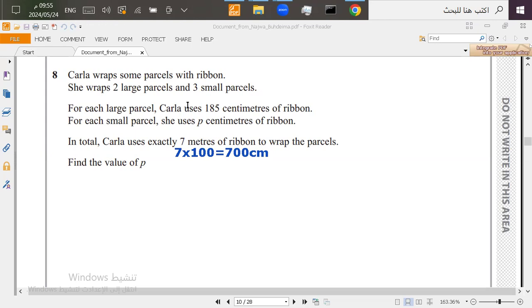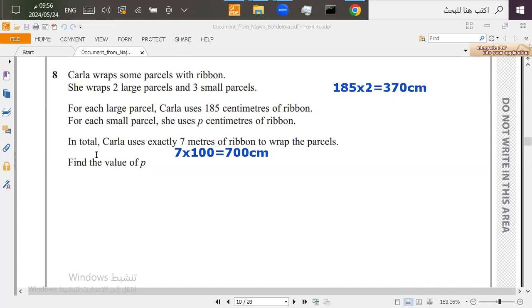Now for the large parcels, she uses 185 for each one of them, and they are two. So we multiply 185 by 2, and we will know how much she uses for the two large ones. 185 multiplied by 2 is going to be 370 centimeters. So for the large ones, she uses 370 centimeters.